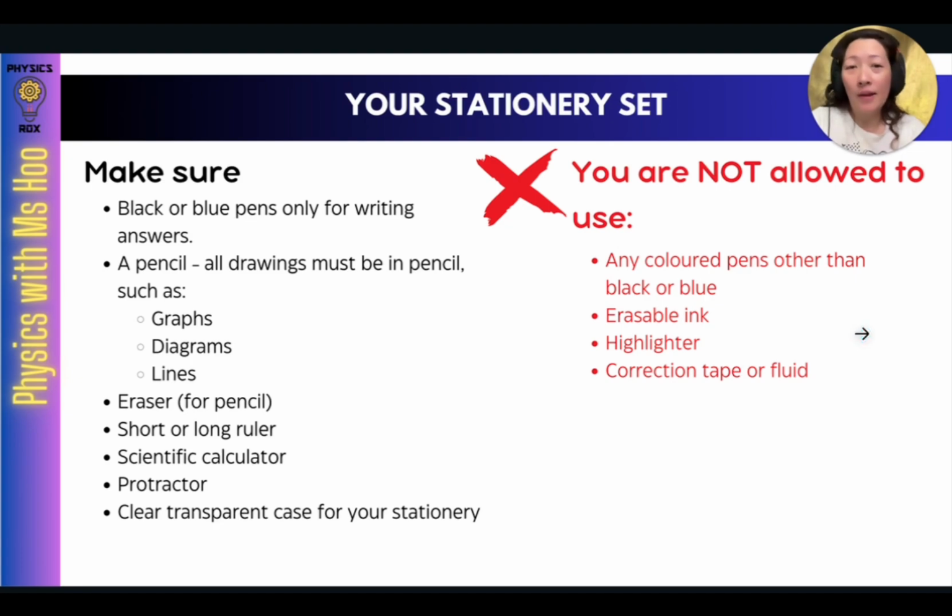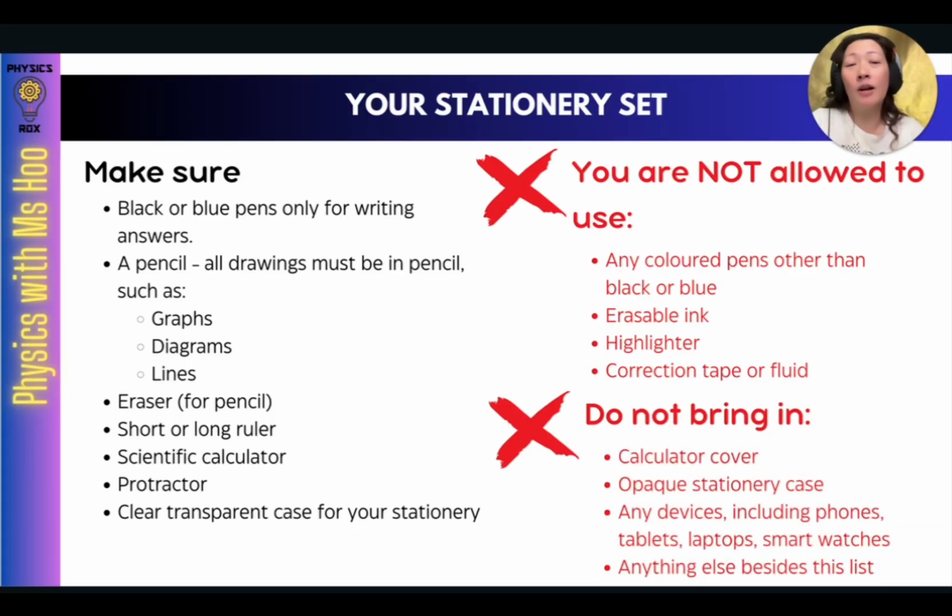However, there are some things which are banned outright. If you bring them into the hall, they will be confiscated, or if they're found on you during the exam, you could be written up as cheating. So make sure you don't bring in any of these following. You cannot bring in your calculator cover or calculator case. Why? Because some calculator cases have equations written on them. You are not allowed to bring in an opaque stationery case as well. The reason is very obvious. Some students may try to smuggle in crib sheets and try to hide them in that case.